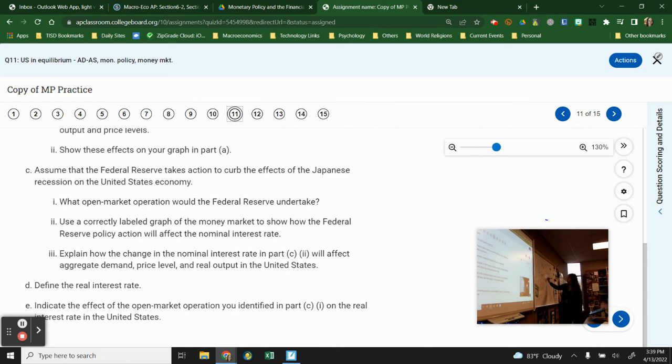Double I. Use a correctly labeled graph of the money market to show how the Federal Reserve policy will affect the nominal interest rate. Under stress, I sometimes forget how to graph everything. But look, it says show the effect on the nominal interest rate. That's the y-axis. So at least I've got that point. Nominal interest rate, quantity of money, money supply, and money demand. Buying bonds shifts money supply to the right, which gives us lower interest rates and a higher quantity of money in circulation. Are we shifting money demand at all on this test? No, don't you dare touch it.